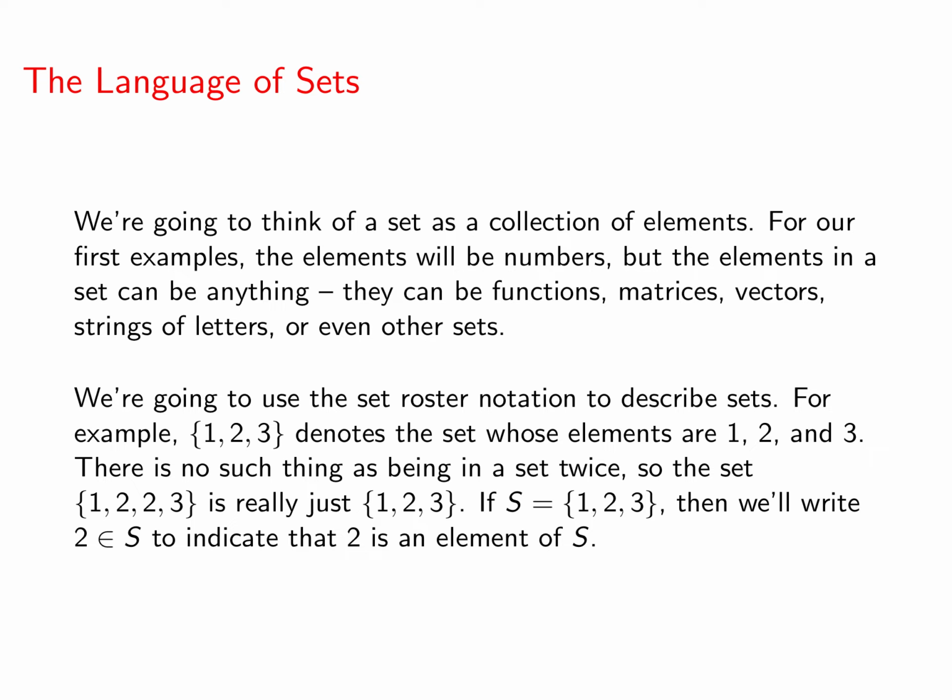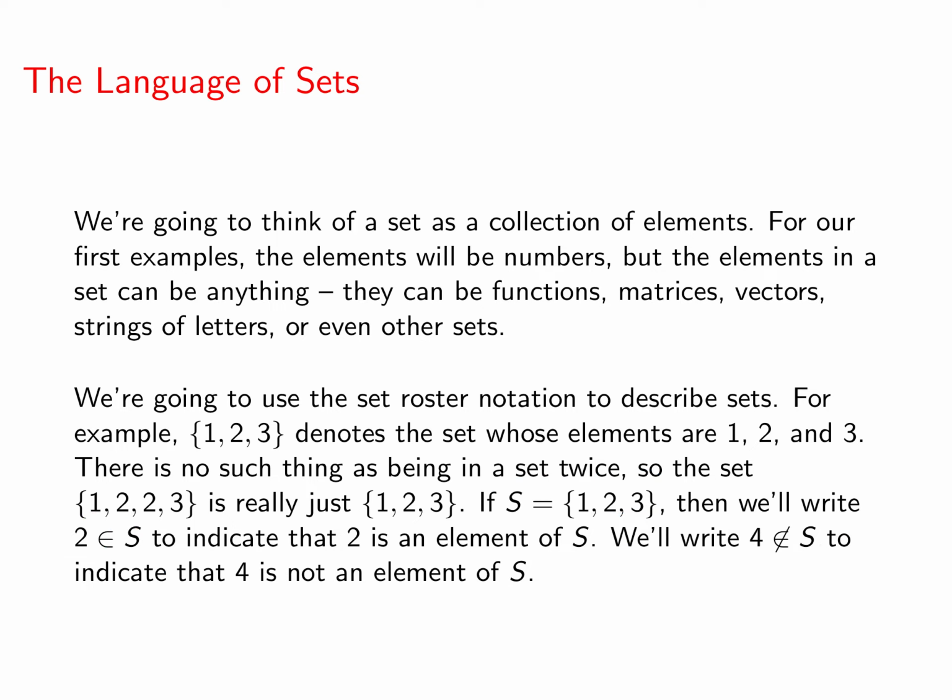If we have a set that's 1, 2, 3, this guy right here, then we'll use this notation. 2 is an element of S. That indicates that 2 is a member of the set S, or that 2 is an element of S. So that little symbol there, this guy right here, means is an element of. We'll write 4 is not an element of S, and this is how we're going to write it.